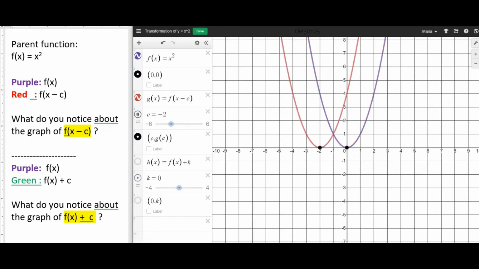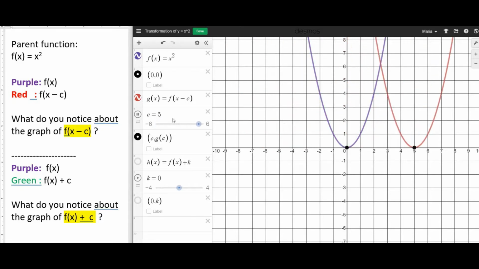Okay. So I told you a lie a few seconds ago. The graph of the parent function is given by the purple graph, and the graph of the transformation is given by the red graph. Okay, the red graph is a function of the form f of x minus c. Now the question is, what happens to the graph when we change the value of c?